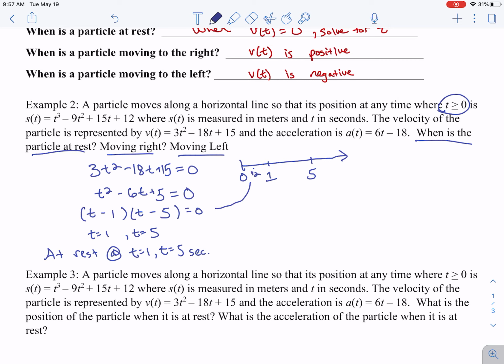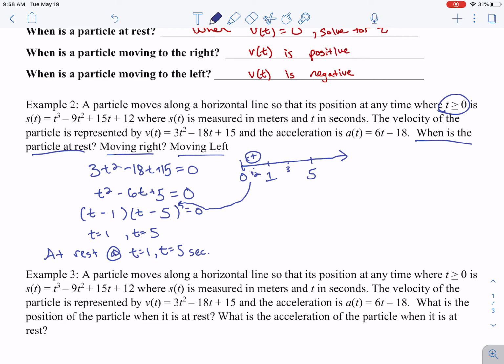It's probably easier to plug it back into this factored form right here to figure out if it's positive or negative. So if you have 1/2 minus 1, that gives you a negative value. If you do 1/2 minus 5, that gives you another negative value. So you have a negative times a negative, which is going to give us a positive. And this is something we did back in the first semester. Pick a value that is between 1 and 5. Just go ahead and pick a 3.